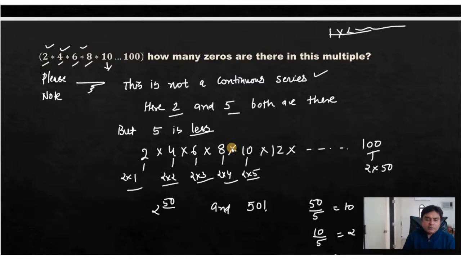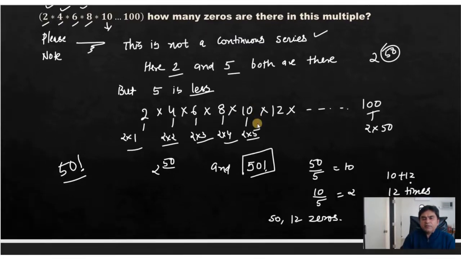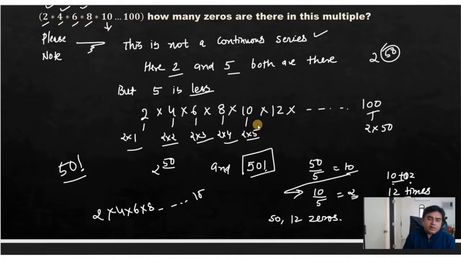When it is 2 into 50, so 2 to the power 50, another way to say it is 50 factorial. So you have to divide 50 by 5. You will get 10, and then you carry forward 10 and divide by 5. You will get 2. So it is 10 plus 2, so it is 12 times. So in this particular series 2 into 4 into 6 into 8 dot dot dot 100, we will get 12 zeros.